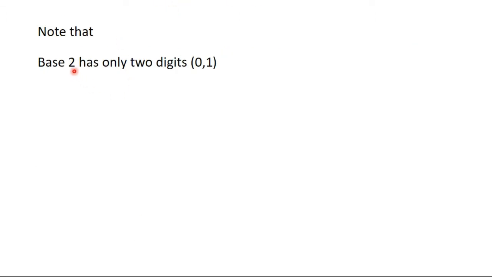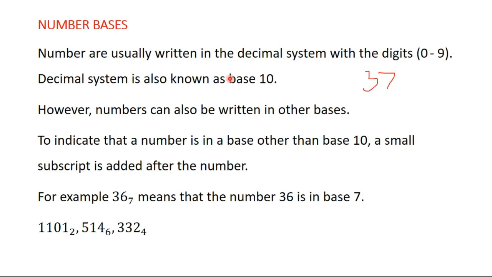Whenever we are in base 2, we can only use two digits, the digits 0 and 1. 2, which is the base, is not included. Now if you watch this slide, you can see that in base 10 we use the digits 0 to 9, because 10 is the base that we are talking about, so 10 will not be included. So we use the digits 0 to 9 in base 10.